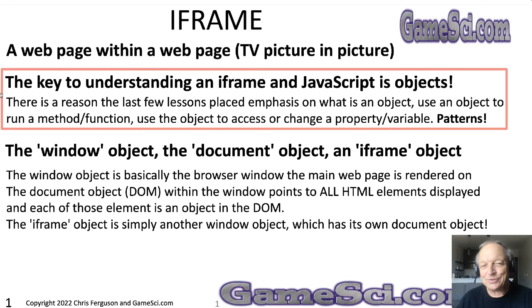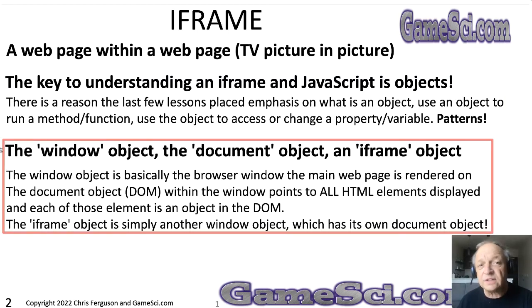The key to understanding an iframe and JavaScript is objects. There's a reason the last few lessons placed emphasis on what is an object. Use an object to run a method or a function. Use an object to access or change a property or variable. It's a pattern. Once you learn the pattern, once you can spot the objects and the methods and the properties within your JavaScript code, you can start to understand iframes because they are very similar to code we've already written.